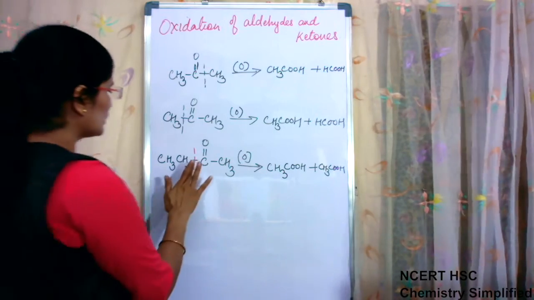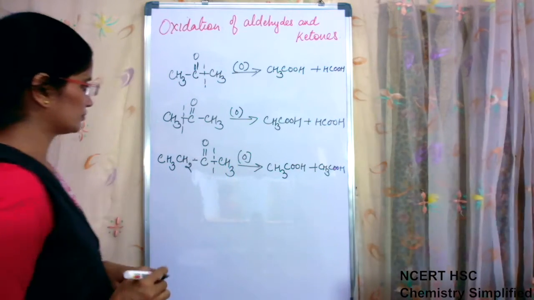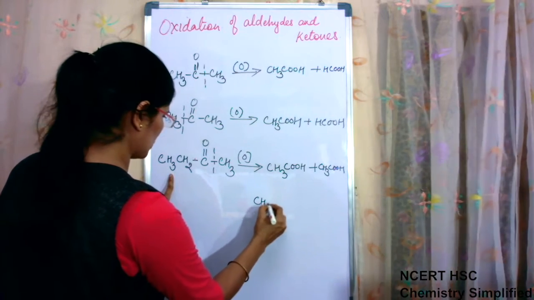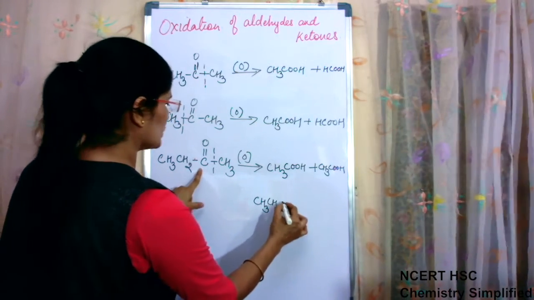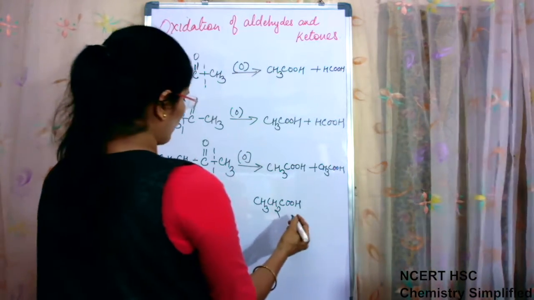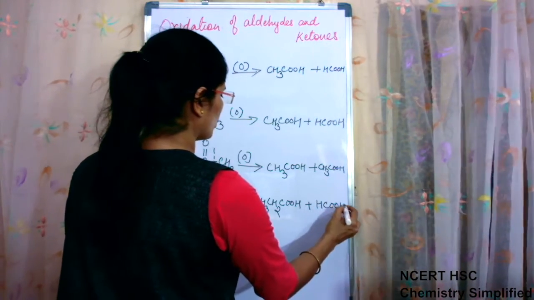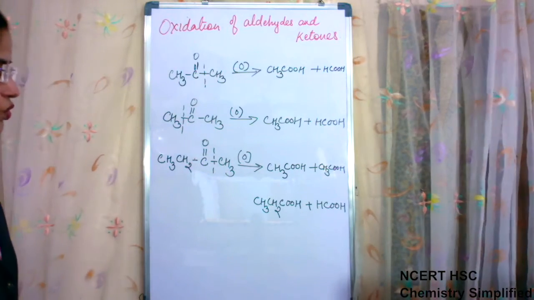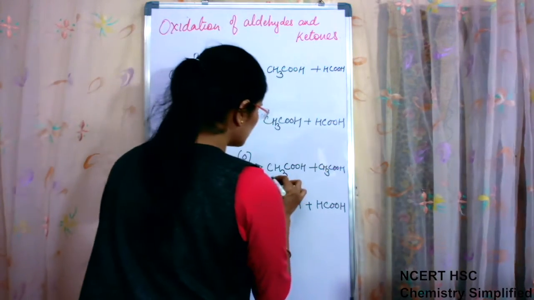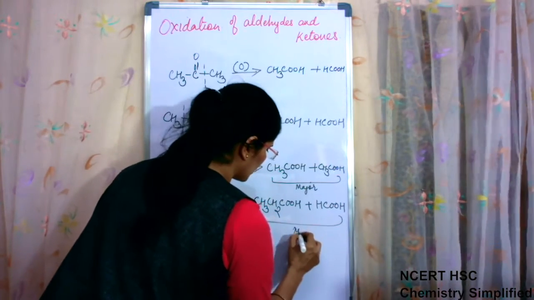But if the bond cleaves from this side, then what will be the product? One product will be CH3, CH2, COOH, that is propanoic acid, plus this side will be HCOOH. So two different types of products are obtained. Now out of the two, this is the major product, this is the minor product.